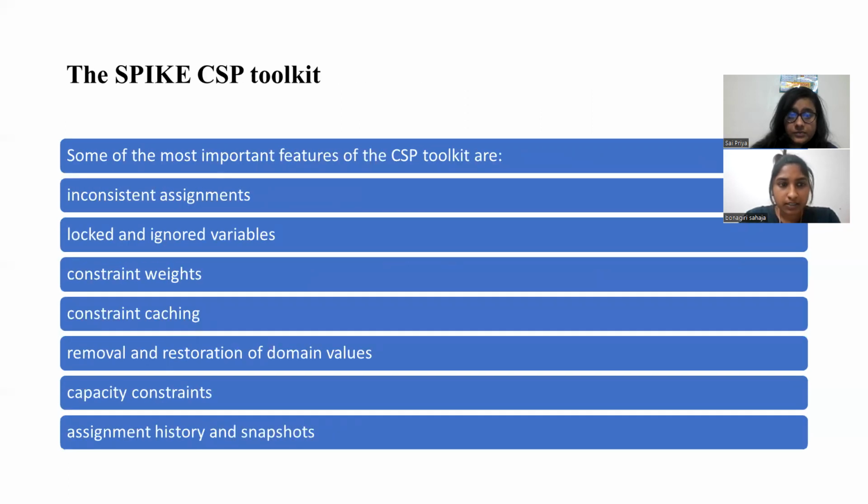Coming to the SPIKE CSP toolkit, some of the most important things about the toolkit are consistent assignments, logging, and the variables, weights that are used to limit the amount of space. Constraint caching is the process of removing and restoring domain values and capacity constraints, and a history of assignments and snapshots.